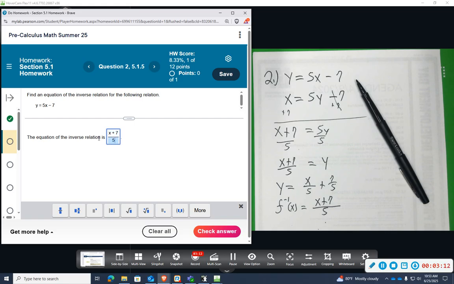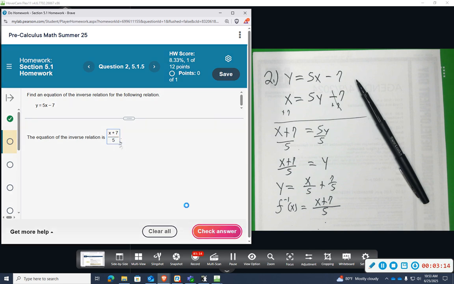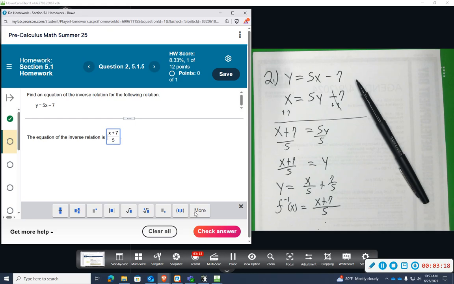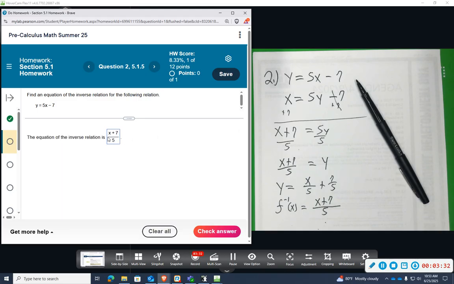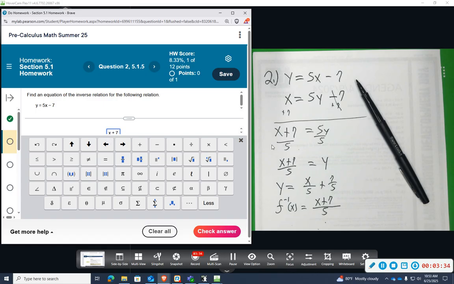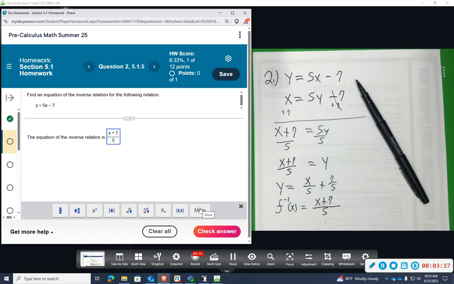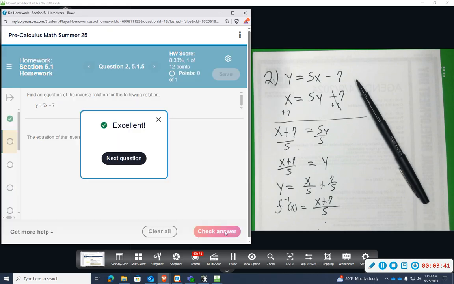Now it says write the equation, so they might want me to write the f inverse sign, but I'm just going to check it here. I don't see the f inverse sign. So maybe just the y equals will suffice. Okay, so it doesn't have the inverse sign, so just the y equals.